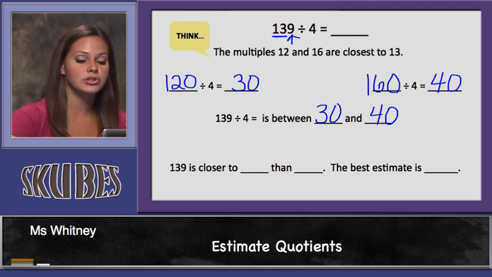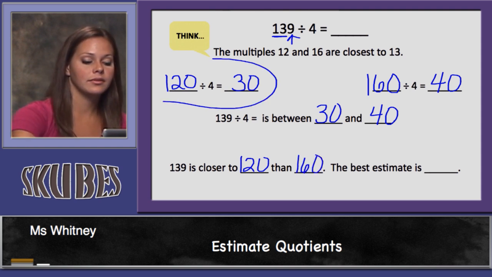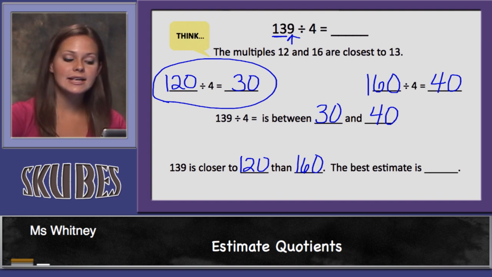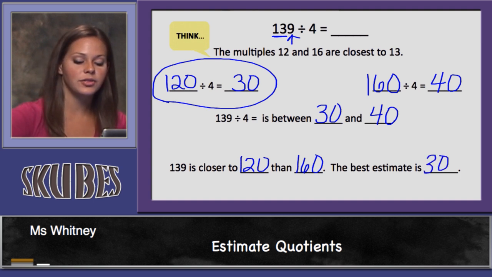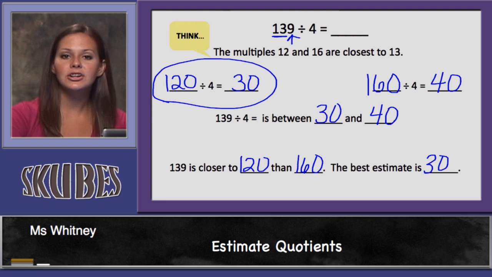139 is closer to 120 than 160. So the best estimate is 30. And this concludes our lesson on estimating quotients.